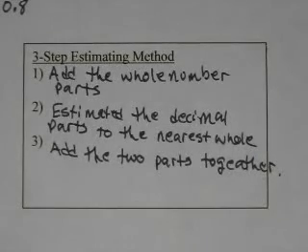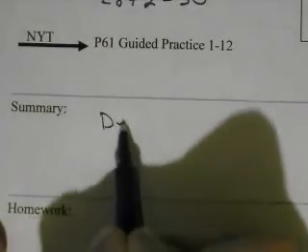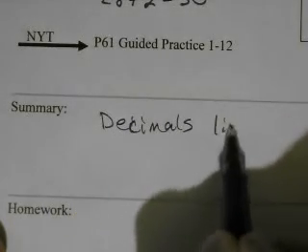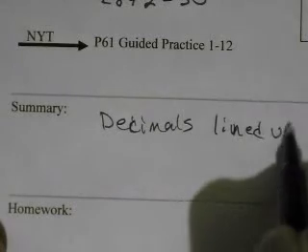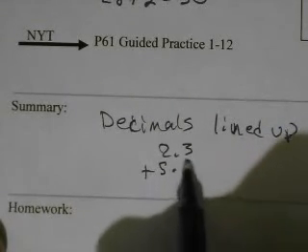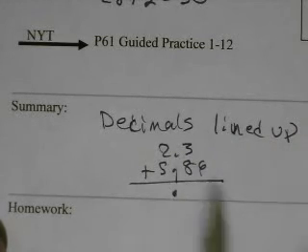Alright, so in summary, what can we take from this lesson? You must have your decimals lined up. 2.3 plus 5.86, decimals lined up in a line even in your answer.